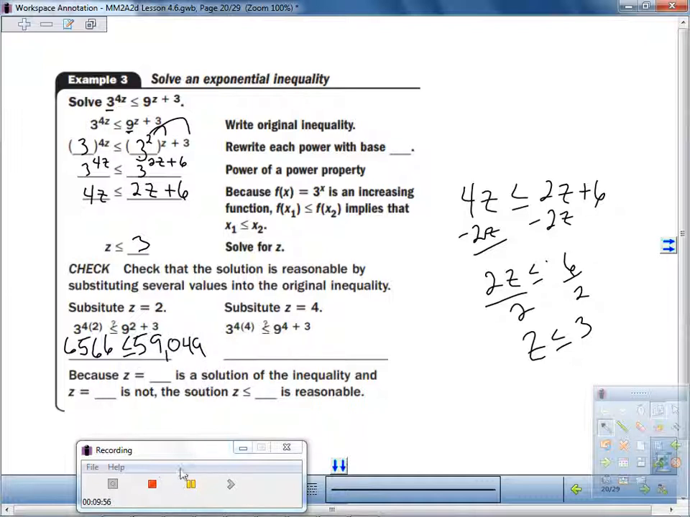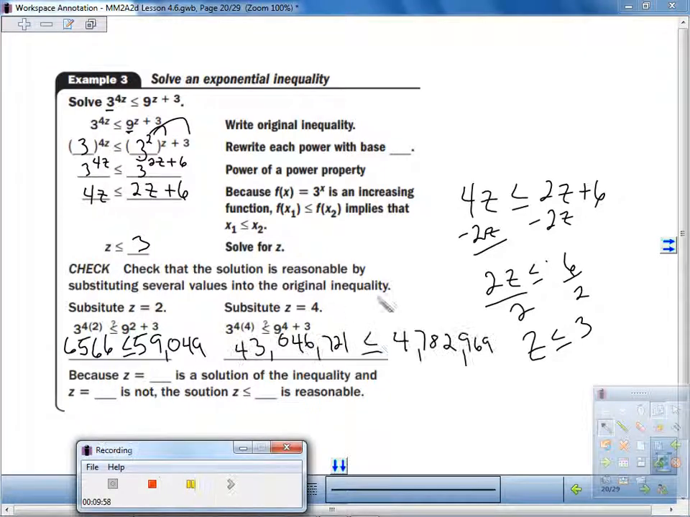Okay, we'll do the same thing right here. And so if we plug in 4, we get a statement that's not true. Okay, so because z equals 2 is a solution of the inequality and z equals 4 is not, then the solution is reasonable. So that concludes part 1 of this. I'll go ahead and do part 2 in a second and go back through it for you.